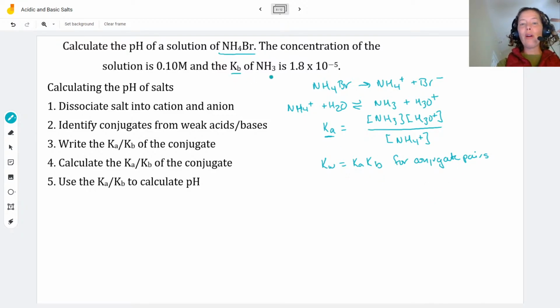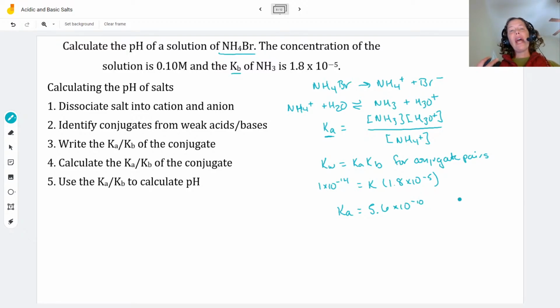All right, so I know my Kb. It's 1.8 times 10 to the negative 5th. So 1 times 10 to the negative 14th is equal to Ka times 1.8 times 10 to the negative 5th. This gives me a Ka of 5.6 times 10 to the negative 10th. Okay, so now we have a value for Ka, we've got our expression for Ka, and we've got our balanced chemical equation.